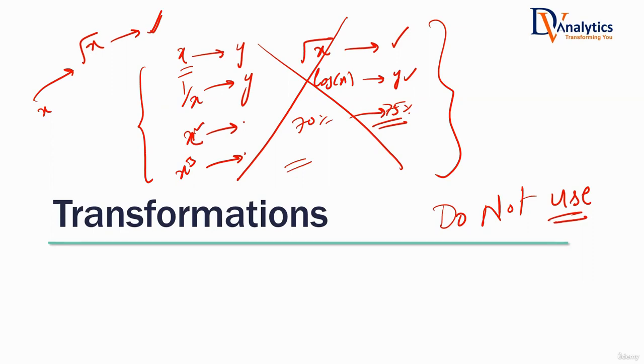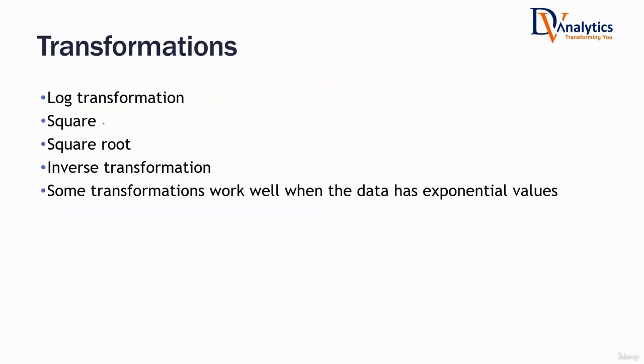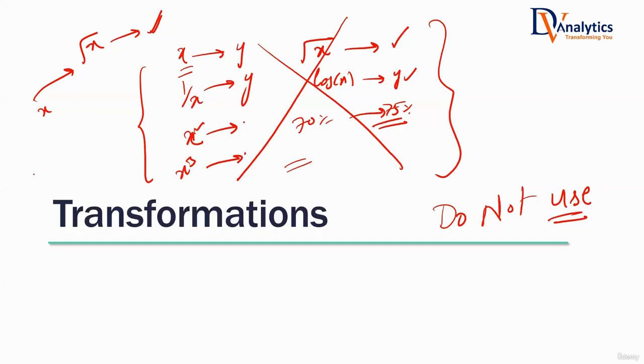Model building is not just about improving accuracy, it's also about giving proper justification. So sometimes a log transformation, a square transformation, square root transformation, inverse transformation, they may work, but do not use them. But if your client himself tells you to use this proper mathematical transformation, then only you can use it. Without proper justification, we cannot use this.